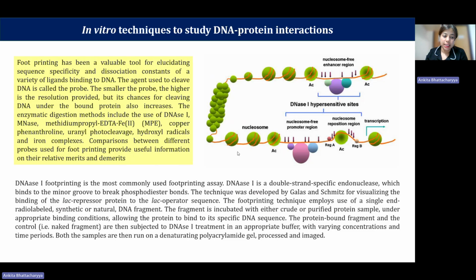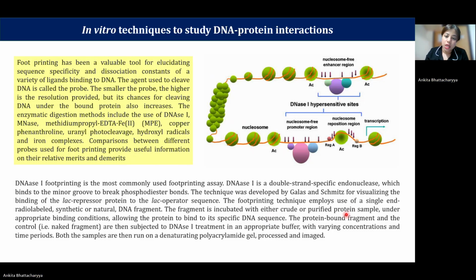DNase 1 footprinting is most commonly used. It's a double-strand specific endonuclease which binds to the DNA minor groove and cuts the phosphodiester backbone. It was developed by Galas and Schmitz for visualizing the binding of lac repressor to its operator sequence. The technique employs a single-end radiolabeled synthetic or natural DNA fragment, which is incubated with your crude or purified protein sample under appropriate binding conditions, allowing protein binding. This fragment is then subjected to DNase 1 treatment with varying concentrations, run on a denaturing PAGE, processed and imaged.